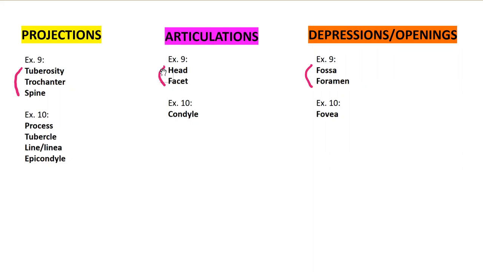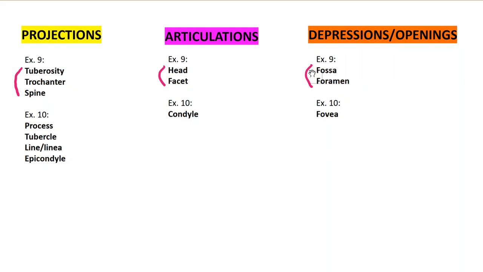And then in exercise 9, we learned a couple of articulations. We learned the head. So we saw the head of the femur, which was the rounded knob that articulates with the socket. The head is the ball of a ball and socket joint, and we have a couple of those in our body. And then a facet, remember, just like a facet on a cut gem, is a shiny surface on one of the angles. We saw facets on our vertebrae, like the flat shiny spots where the vertebrae rub together are called facets.